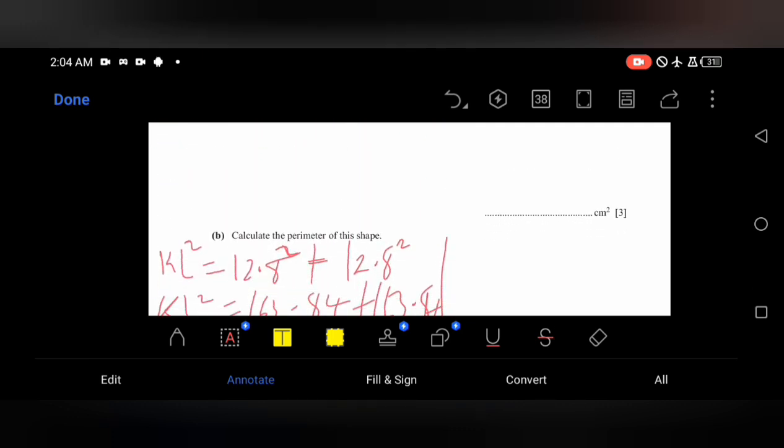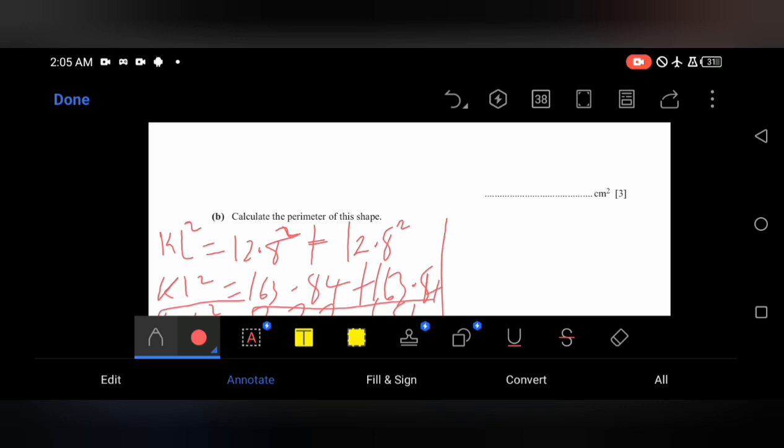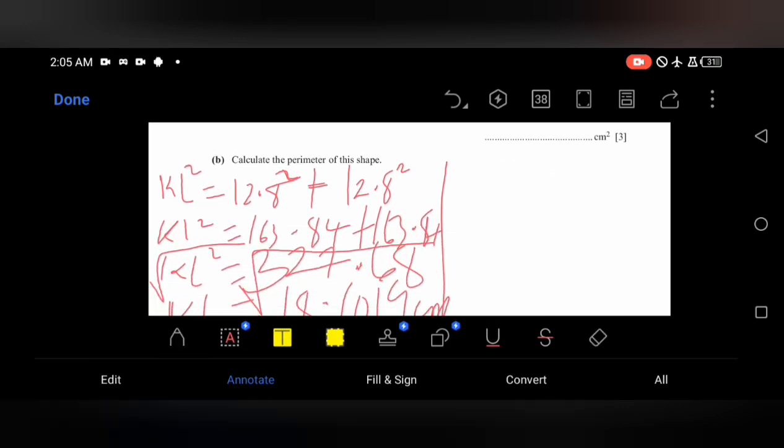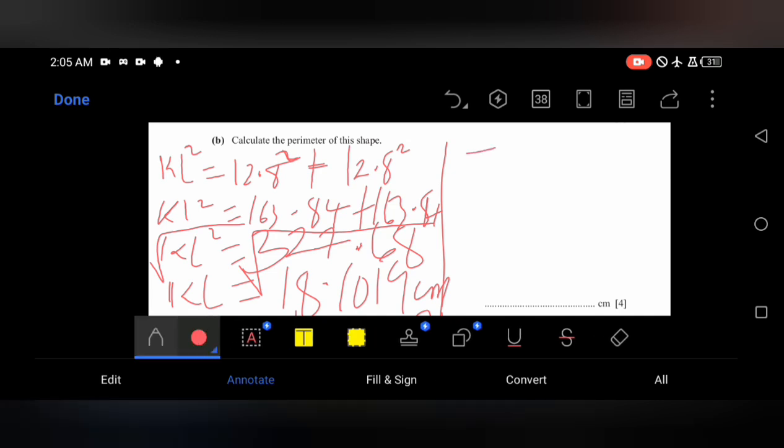Then perimeter of arc JL will be equals to pi times 6.4 centimeter. So in that case, what are we going to have? So pi times 6.4 centimeter will give us 20.1062 centimeter. So that's the value of the perimeter of the circular arc JL.